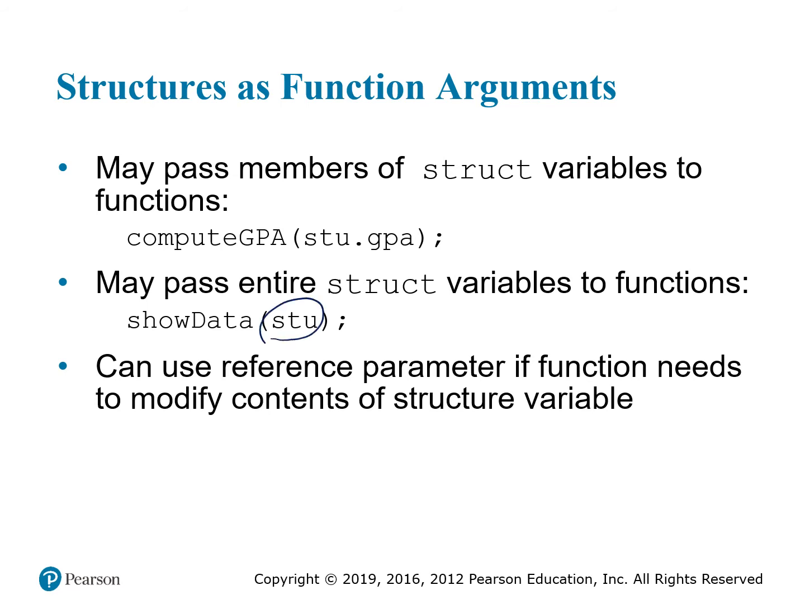So, show data stew. This is probably the most useful thing you can do with structures: create a function. Once you've created a structure called student, you should create a function called display or show data or something that prints out all of the student variables, so you don't have to sit there every time you want to see a student and say cout, what was the name of that first field again? You can just say show data stew and it'll print it out for you.